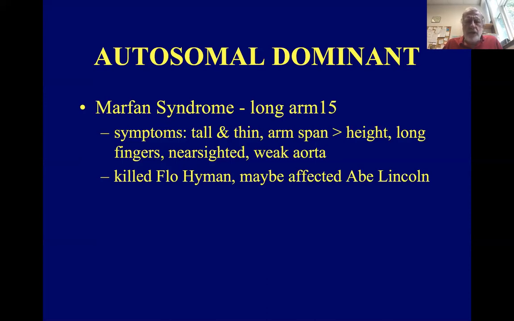These people tend to be nearsighted as well. We think that Abe Lincoln had this. He had that phenotype, tall and thin. And then an Olympic volleyball player named Flo Hyman died from it, and I'll talk about that a little more later.